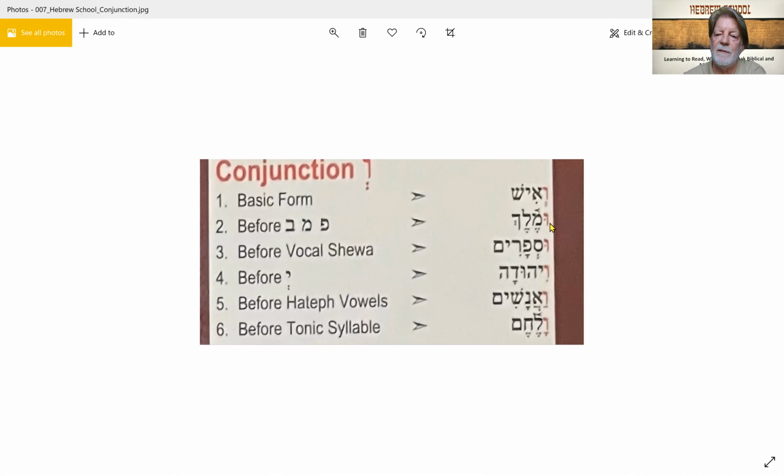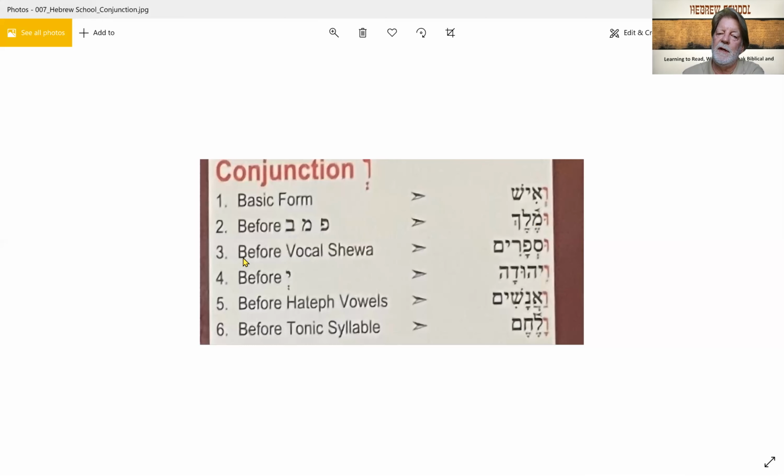You'll also notice that the vowel underneath the vav changes under certain circumstances. Here, the basic form, the normal form, is the vav with the shva underneath. But when the vav, the conjunction "and," is placed before certain first letters of a word, either vet, mem, or fe, then it changes the vowel underneath the vav. In those three cases, the shva becomes a shurek, or the oo sound. The noun here is melech, which is the Hebrew word for king. And if we wanted to say "and a king," it would be u melech, not va melech, but u melech.